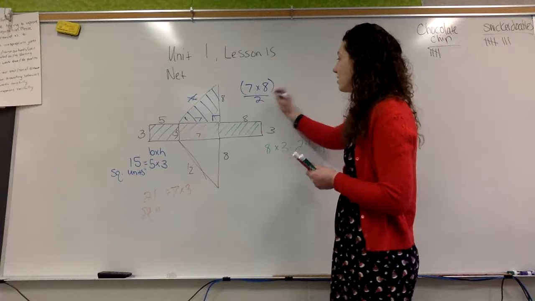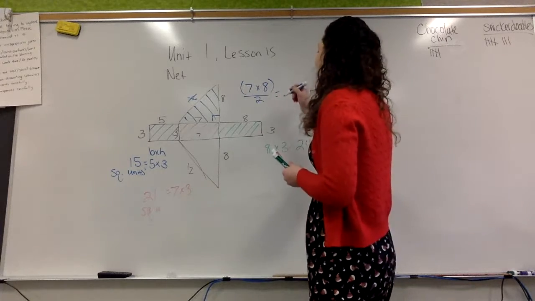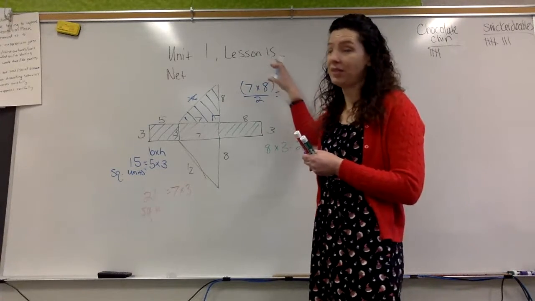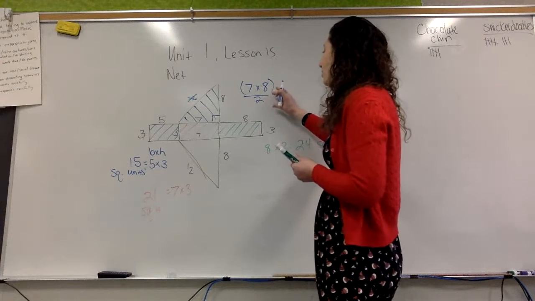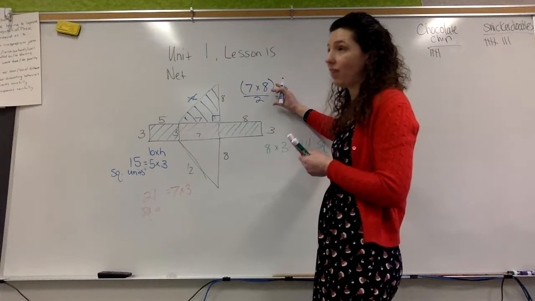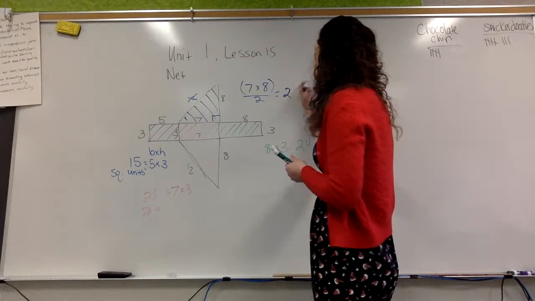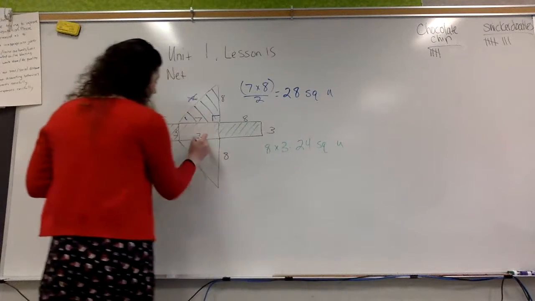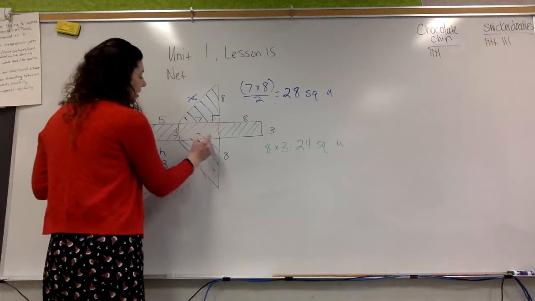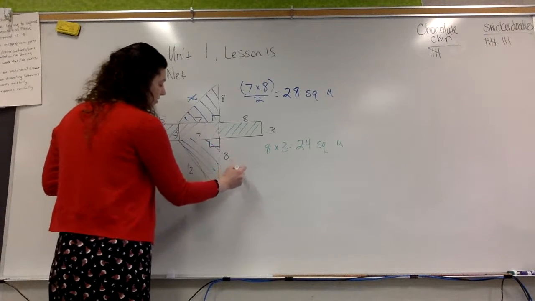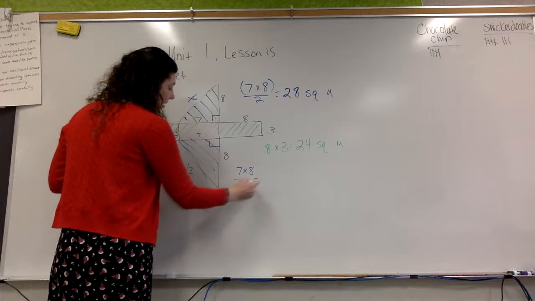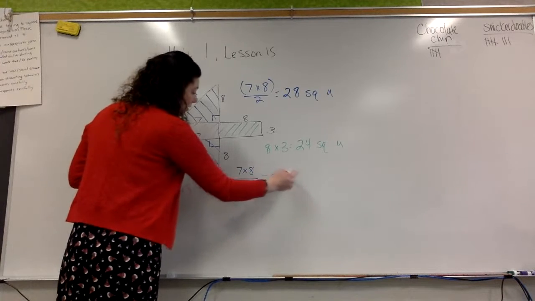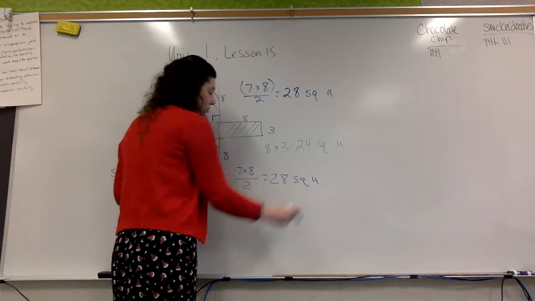So I can say this is 7 times 8, and then I take half. So 7 times 8 is 56. Half of 56, well, half of 50 is 25, and half of 6 is 3. So this is 28 square units. And then I can go down here and say, here's another triangle. It also has a base and a height of 7 times 8, and then I take half. So this is also 28 square units.